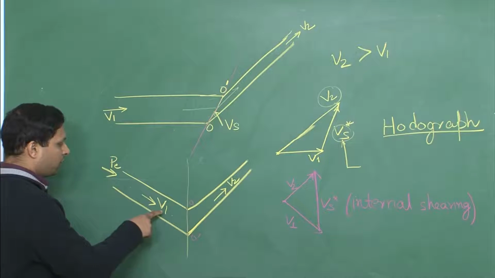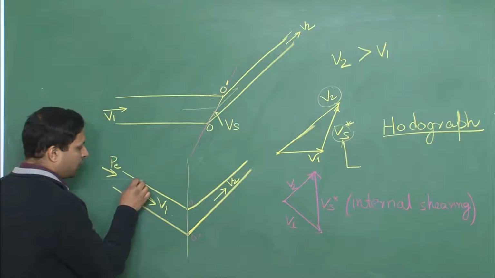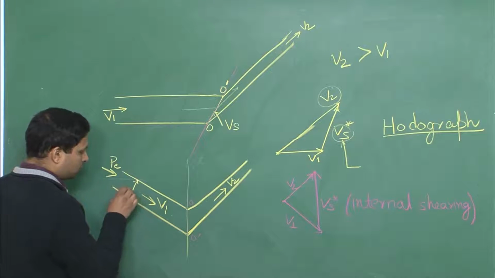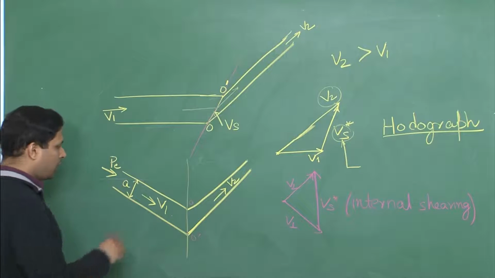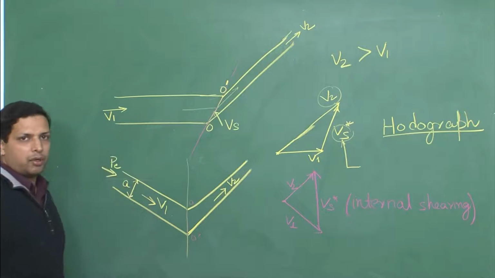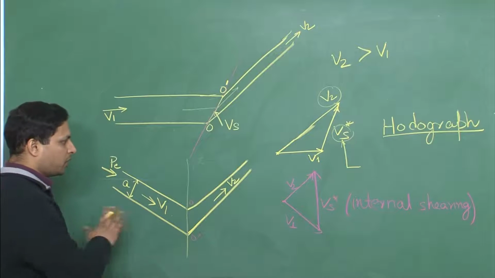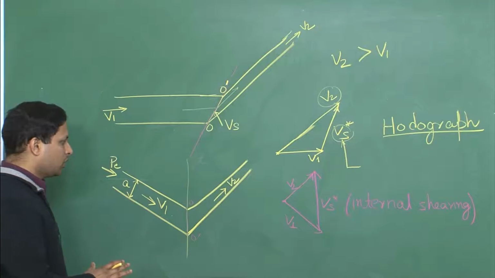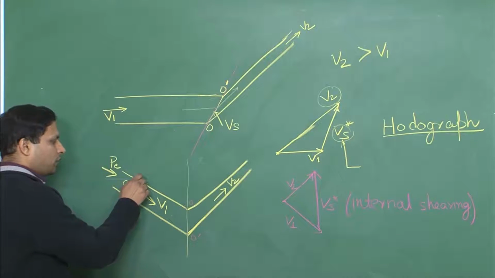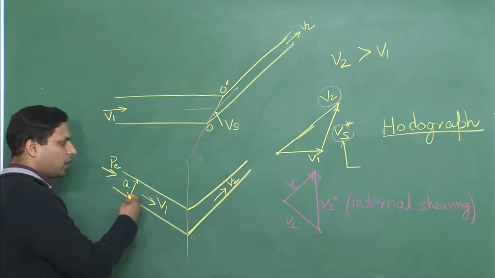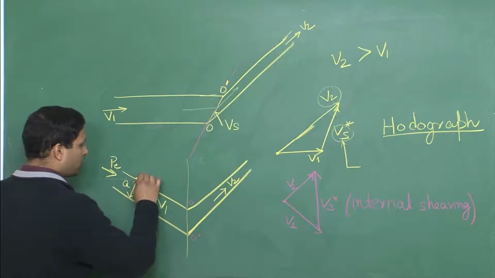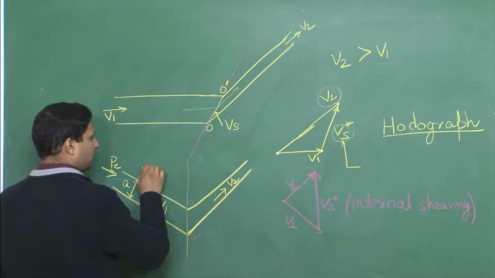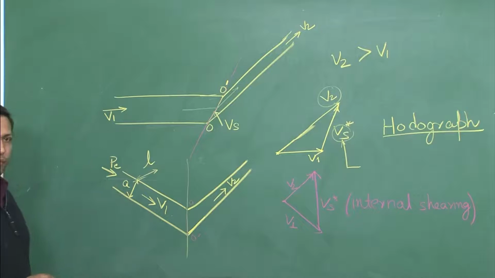So, we know P, we know V1, and if we know the cross section width, which is A, and there will be another dimension L. We are assuming it is a plane strain condition. So, we will assume that this model or this geometry remains constant in the third dimension. So, in the third dimension, let us say there is some length L.